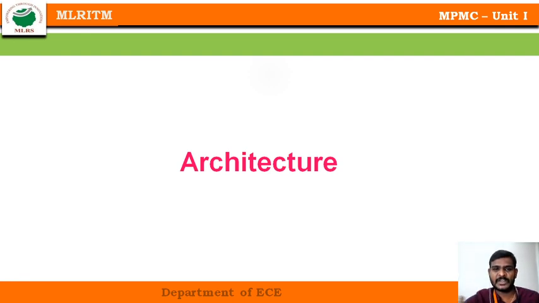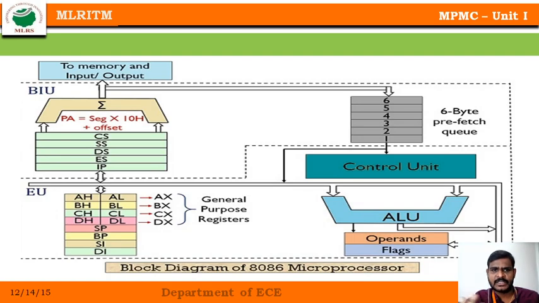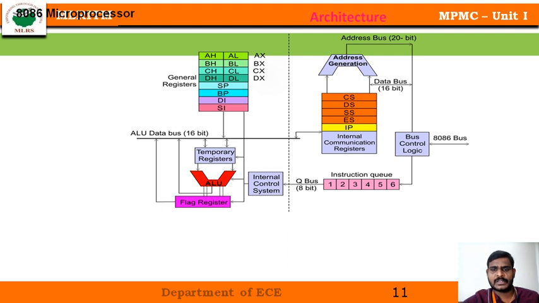Now we'll see in-depth details of the architecture of 8086. So this is the entire block diagram of 8086. For comparison, I have enlarged this one, so we will go through it in depth. This is the architecture of 8086, and it is separated into 2 blocks. So let's understand each block.